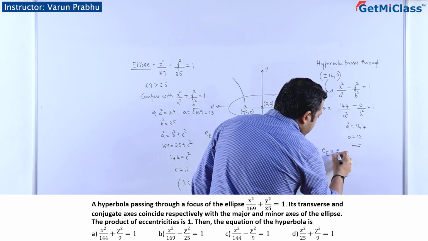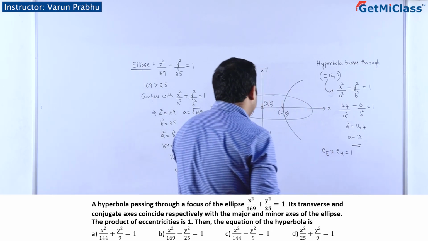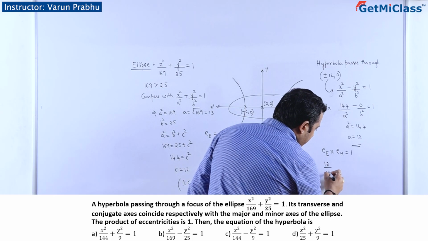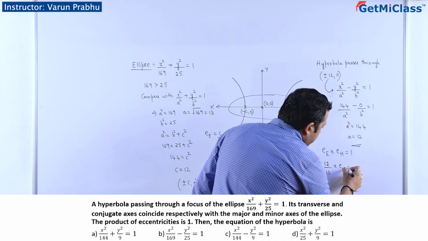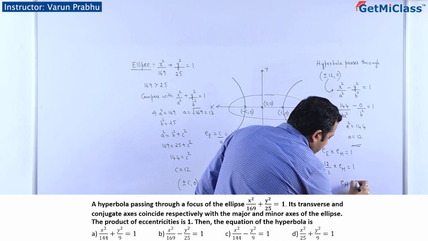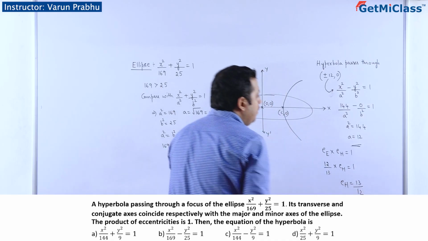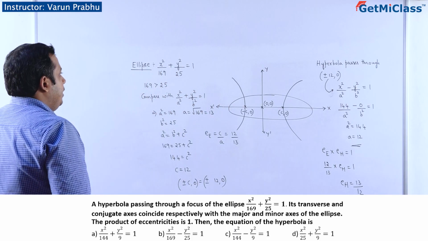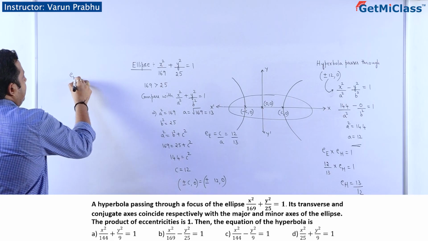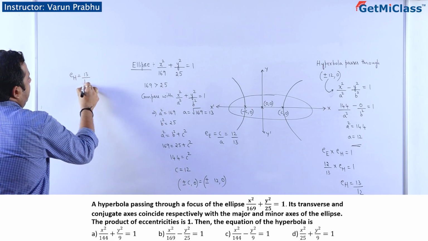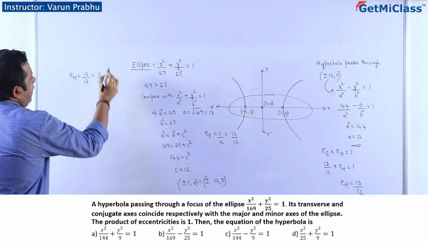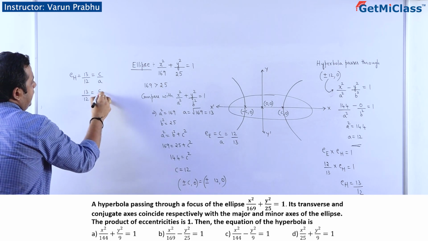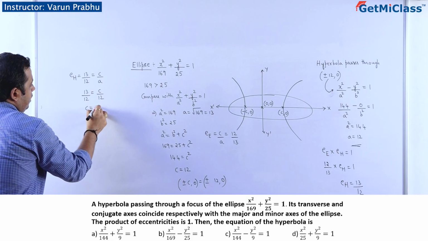Eccentricity of the ellipse multiplied by eccentricity of the hyperbola is equal to 1. Eccentricity of the ellipse is 12 divided by 13 multiplied by the eccentricity of the hyperbola is equal to 1. Eccentricity of the hyperbola will be equal to 13 divided by 12, right. Now, eccentricity of the hyperbola is 13 divided by 12, that is equal to c divided by a, correct. So, 13 divided by 12 is equal to c divided by 12, c is equal to 13.